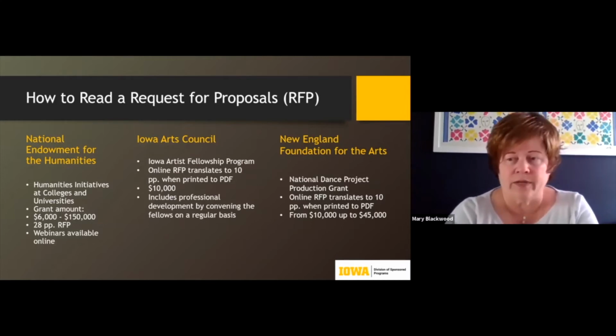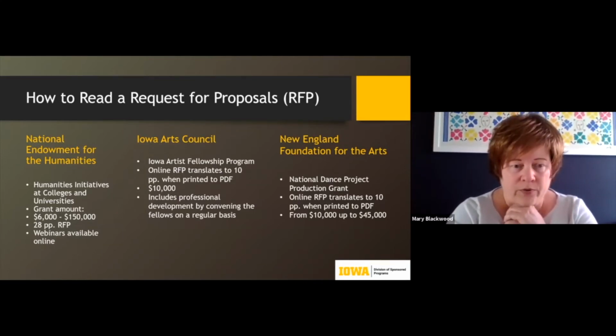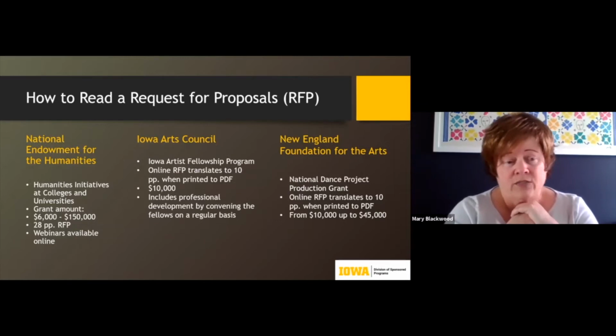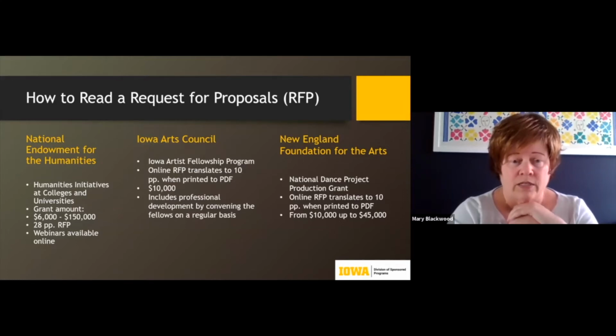But I'm just going to tell you a little bit about it here because it's such an important part of any grant writing. I just threw out three different current opportunities to show a kind of a difference between them. The National Endowment for the Humanities currently has the Humanities Initiatives award going out. You can ask for anywhere from $6,000 to $150,000. Now the RFP is 28 pages long, full of detail.